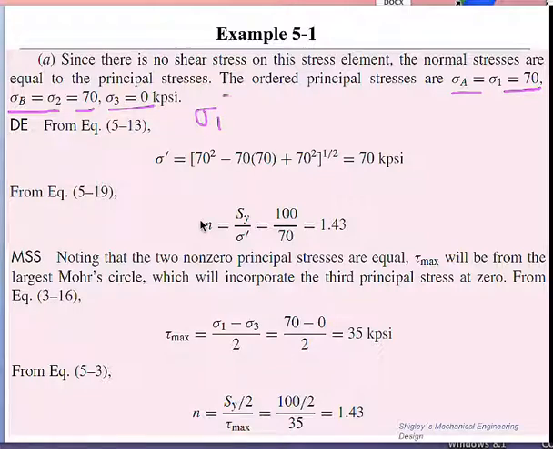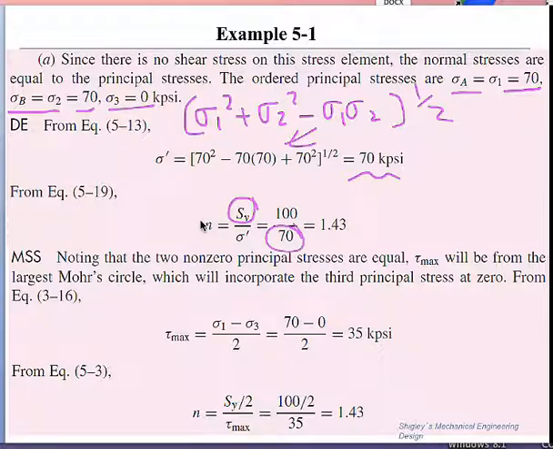So we have the square root of sigma 1 squared plus sigma 2 squared minus sigma 1 sigma 2. That's the formula. Applying it here, you get a von Mises stress of 70 again. The factor of safety is the yield strength of the material divided by the actual equivalent stress, and therefore we have a factor of safety of 1.43. That's a good margin of safety.